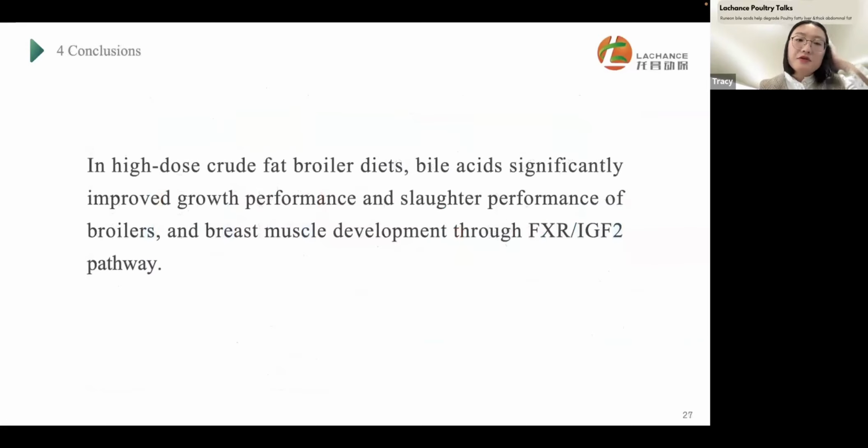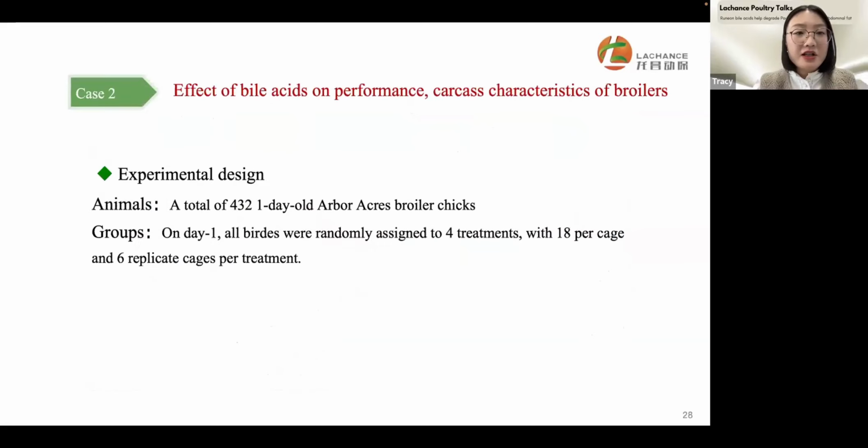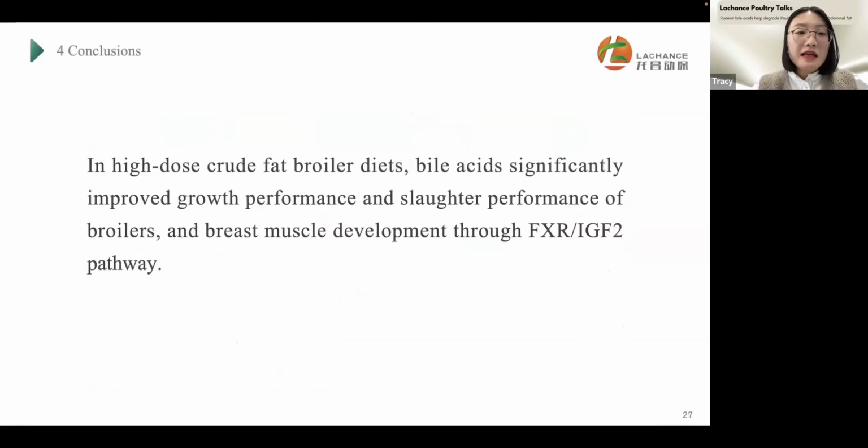And this is the conclusion of this scientific research. The conclusion. So in high dose growth fat broiler diets, bile acids can significantly improve growth performance and also slaughter performance of broilers and breast muscle development through FXR. This is the farnesoid X receptor and also IGF-2 pathway. So this is the conclusion.